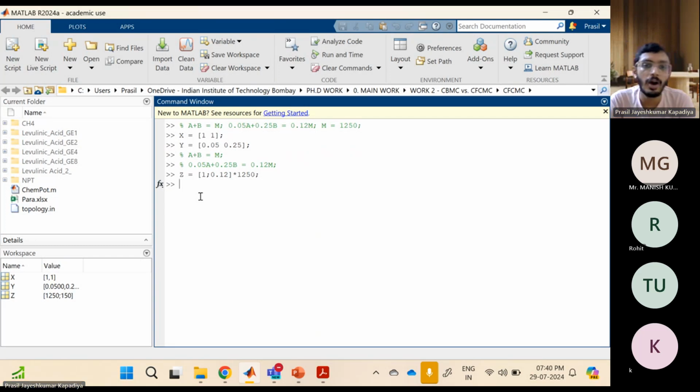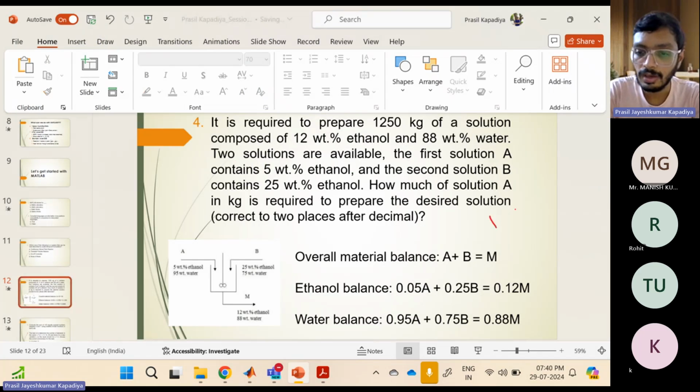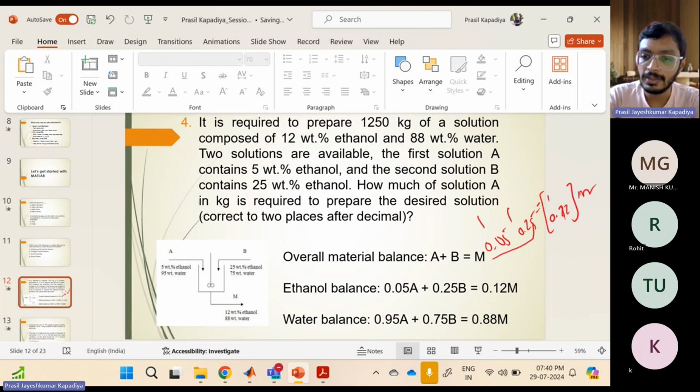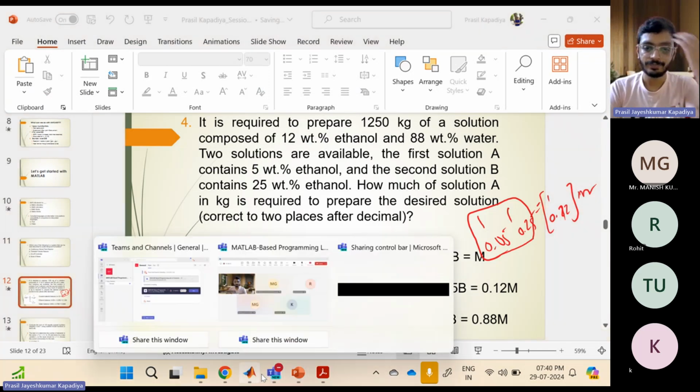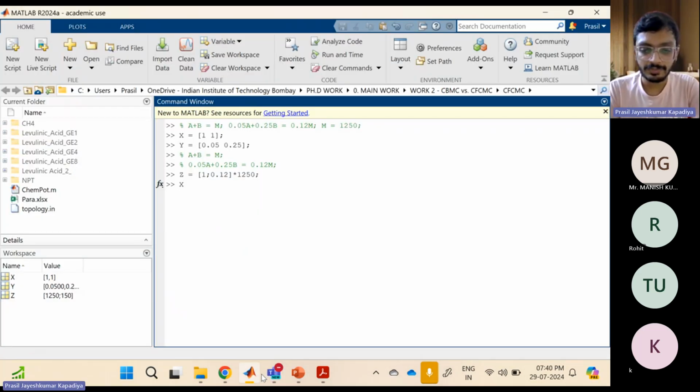So now tell me one thing. Let me show you. My equation is 1, 1, 0.05, 0.25 is equal to 1, 0.12 into m. So I want to write this term like this, 1 1 0.05 0.25. How can I write it? This first row, then it will be the second row. How can I do it?